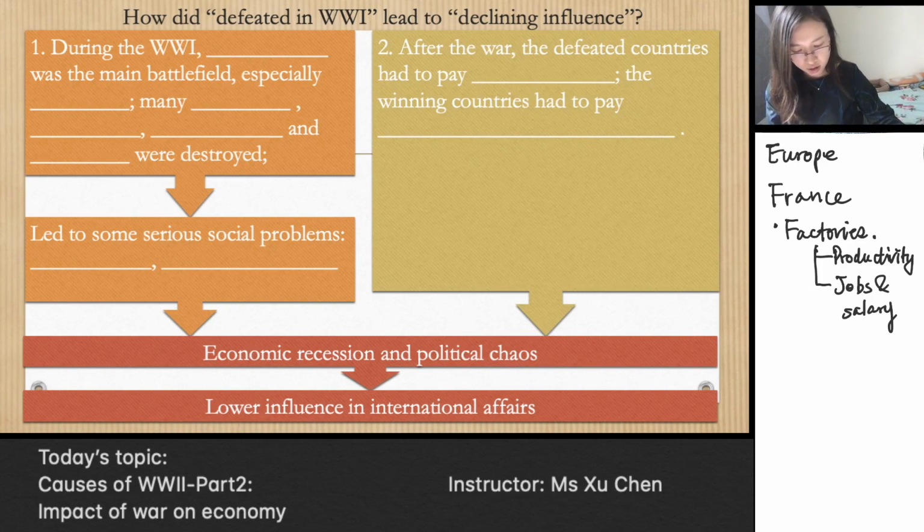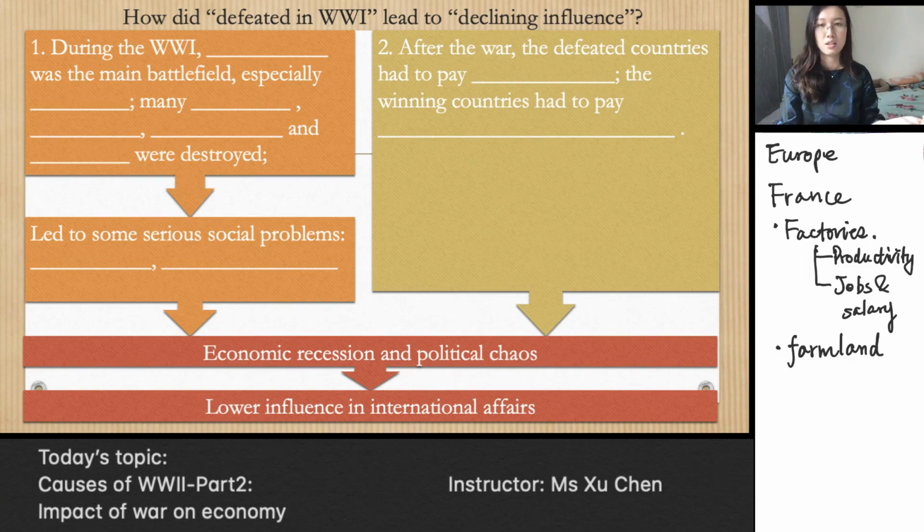Next, after factories, more importantly, farmland, right? Why can farmland be important when it was destroyed? It's because people need food, right? Without farmland, of course they don't get food to eat. So it will lead to some very serious social problems.